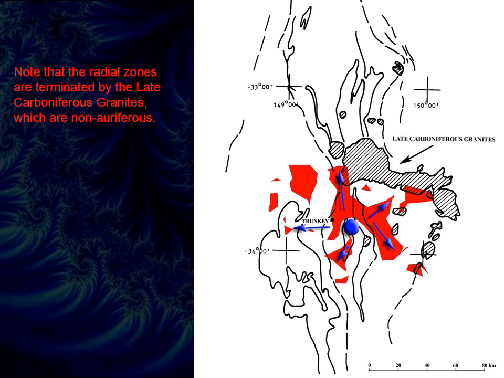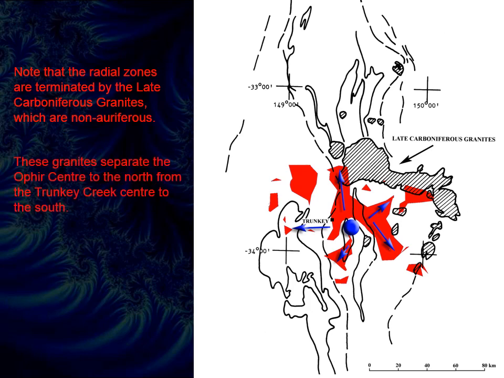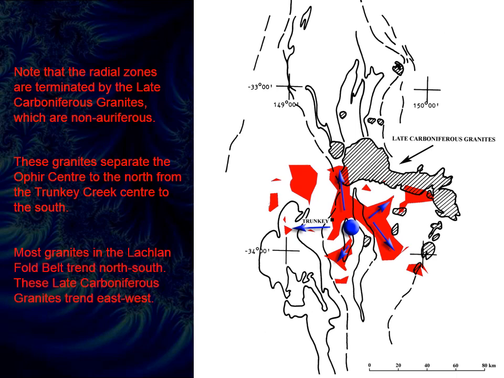Note that the radial zones are terminated by the late Carboniferous granites, which are non-auriferous. These granites separate the Ophir center to the north from the Trunkey Creek center to the south. Most granites in the Lachlan Fold Belt trend north-south. These late Carboniferous granites trend east-west.